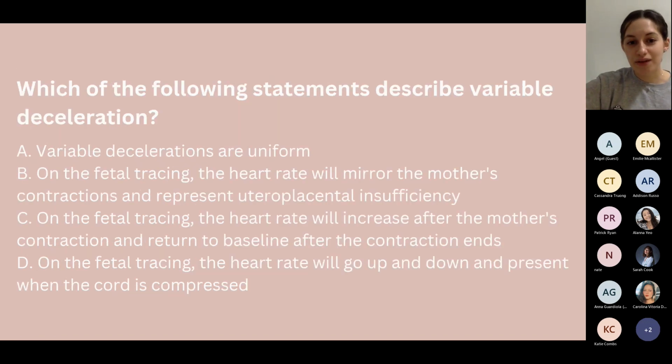All right. Which of the following statements describe variable decelerations? A, variable decelerations are uniform. B, on the fetal tracing, the heart rate will mirror the mother's contractions and represent uteroplacental insufficiency. C, on the fetal tracing, the heart rate will increase after the mother's contraction and return to baseline after the contraction ends. Or D, on the fetal tracing, the heart rate will go up and down and present when the cord is compressed.